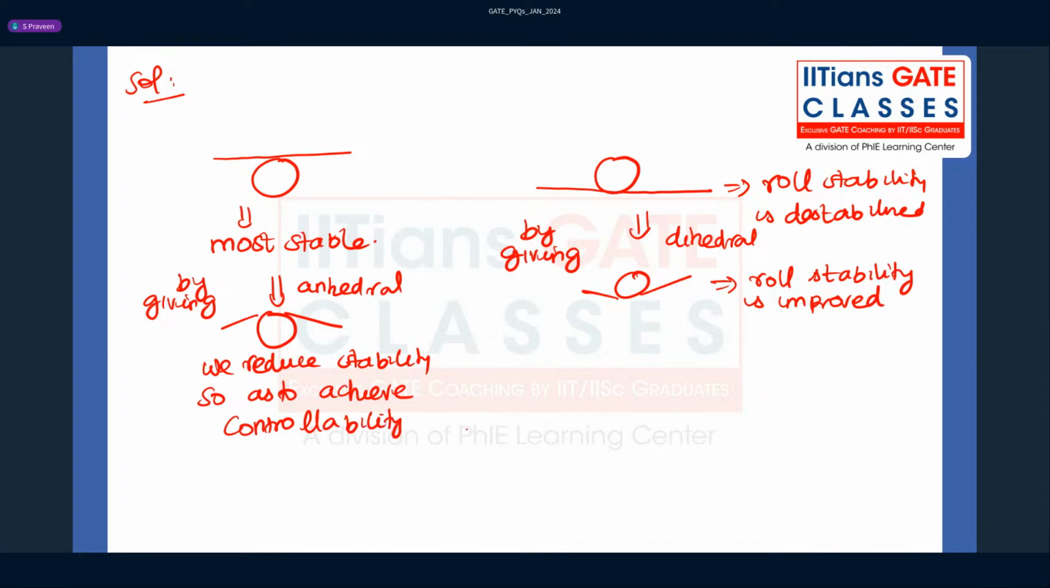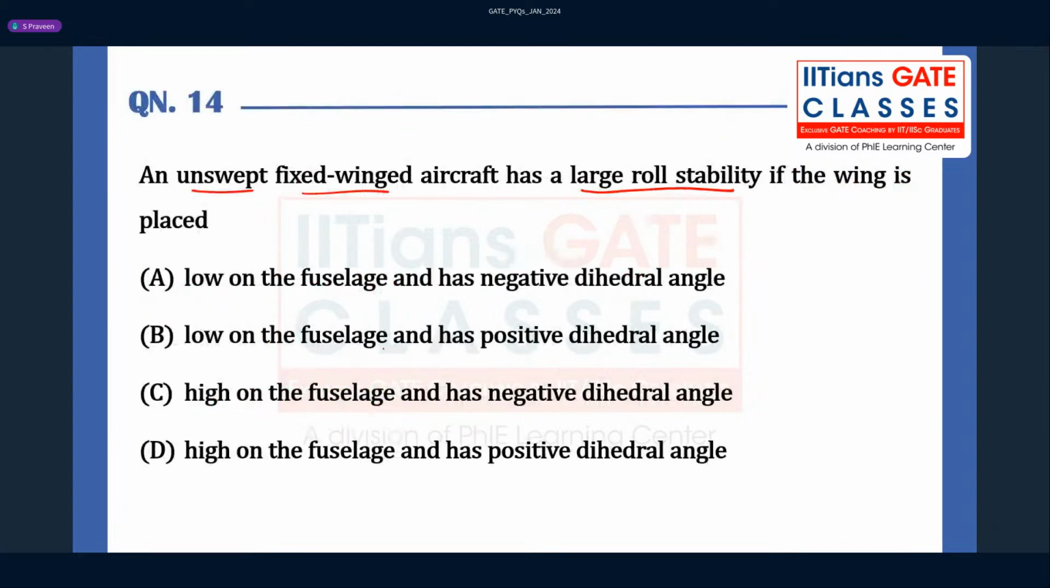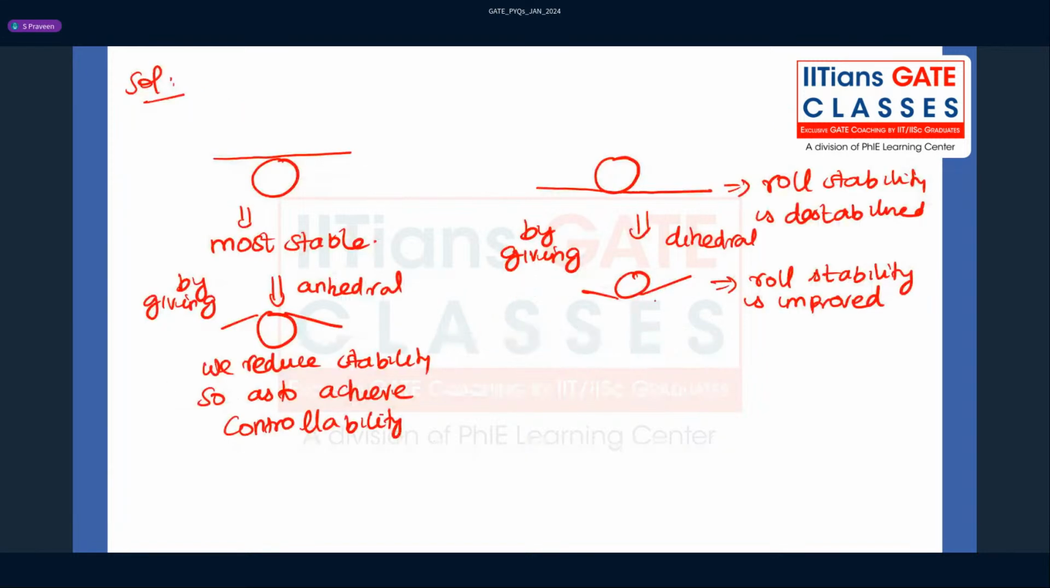So which means if I go back to my question, let's read the sentences. Low on the fuselage, there is a negative dihedral angle. Okay, so let's look at the sense as well. So this sense is a positive dihedral. Okay, so this is a positive, and this is a negative dihedral. Okay, so mind you, please be careful with that. Okay, let's go back to the options again.